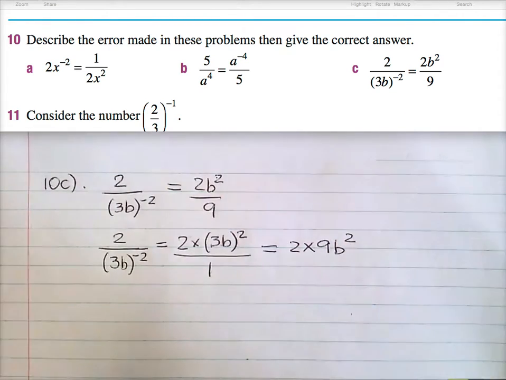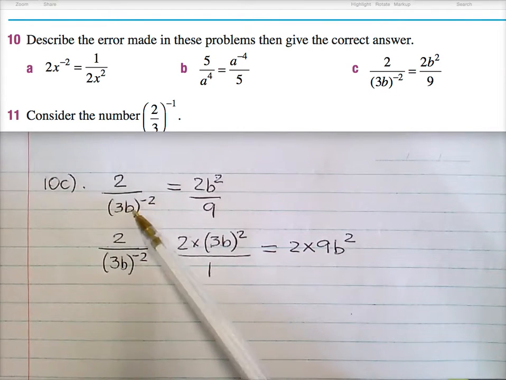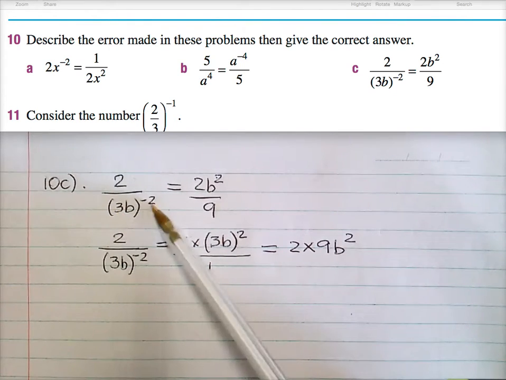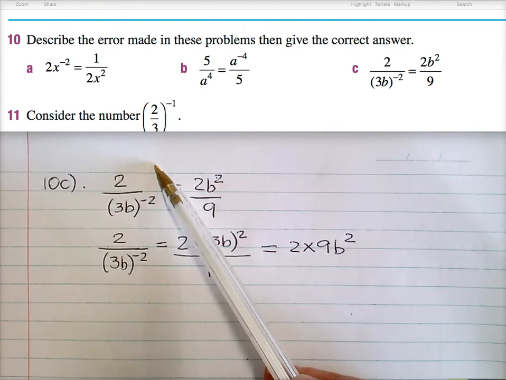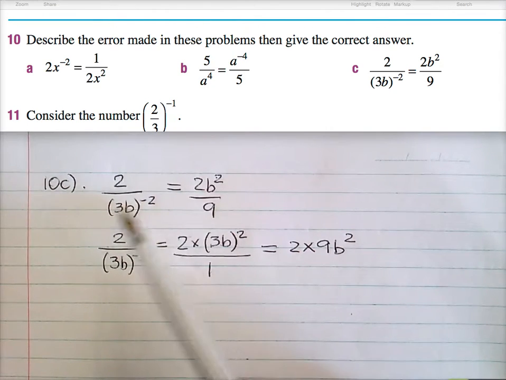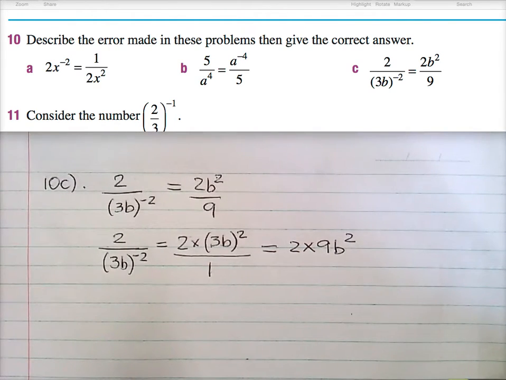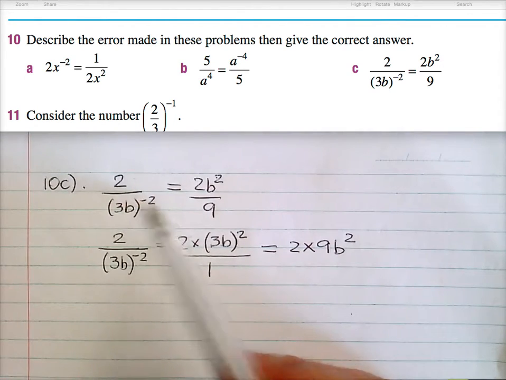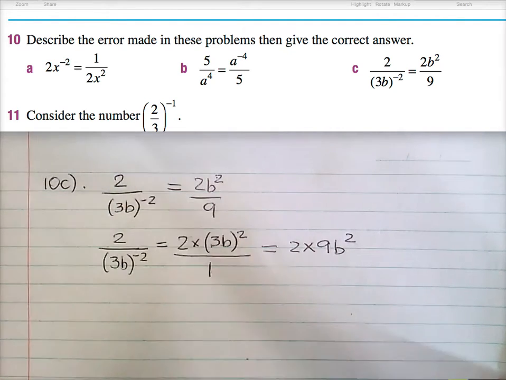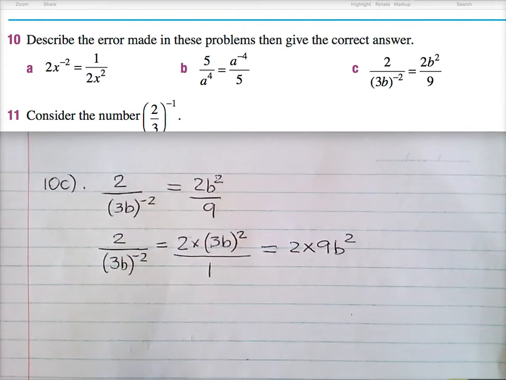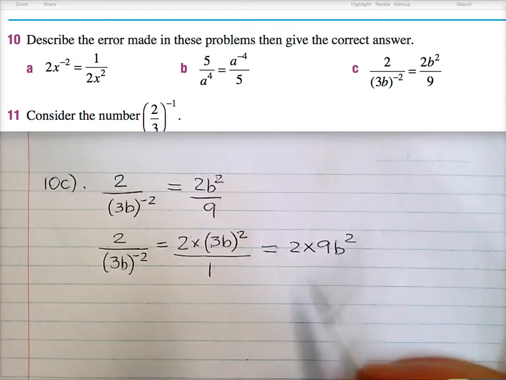9b squared. You can clearly see the problem, girls. They moved the b to the negative 2 up, but they didn't move the 3 to the negative 2 up. Do you get it? So that's the problem with it. They only did the b to the negative 2, not the 3 to the negative 2. They didn't move the 3 to the negative 2 up to make it 3 squared. That's the error.